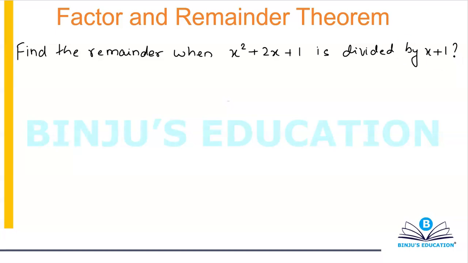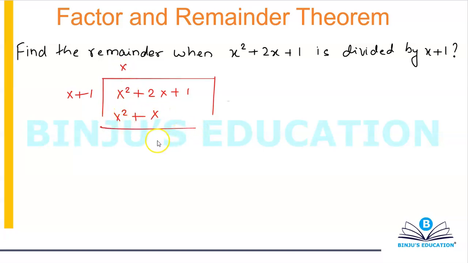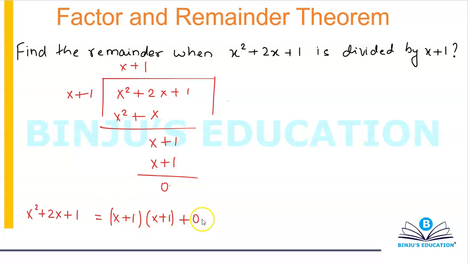Okay, so let's start the division process. So x plus 1, this is x square plus 2x plus 1. Multiplied by x, this will become x square plus x. Subtract it, so this will become x plus 1, and this will be x plus 1, and the remainder will come out to be 0. So the bottom line is we can write x square plus 2x plus 1 as x plus 1 into x plus 1 plus 0. Again, basically the fundamentals of the divisibility rule, and that's it, nothing else.